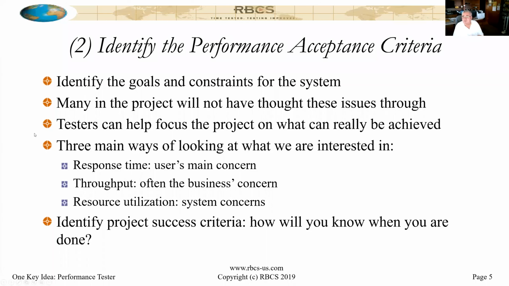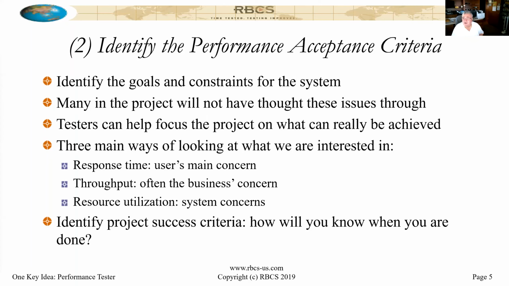Second part is identify the performance acceptance criteria. You have to identify the goals and constraints for the system. And what makes this difficult is this has to be done very early in the process, and a lot of the people in the project haven't given any thought to this yet. So as the tester who's going to be doing the performance testing, you need to help focus the project on what we can really achieve. The fact is that people who haven't thought about what the environment's going to look like or what the constraints are or what our needs are, they're going to be thinking about it the first time when we ask them.